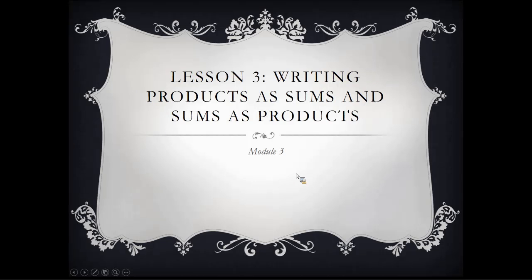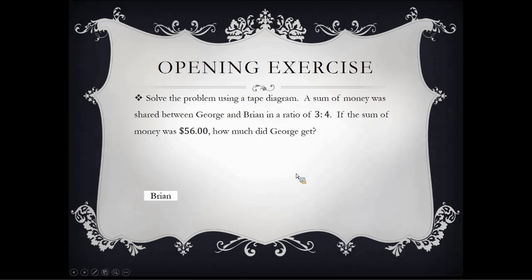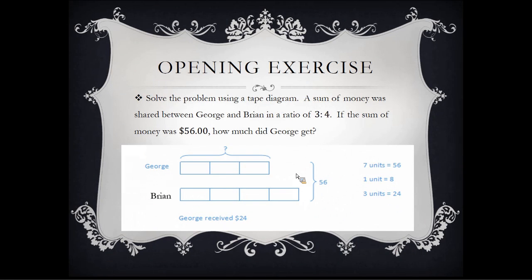Let's begin. So for the opening exercise, we're going to solve the problem using a tape diagram, and we'll discuss what a tape diagram is. The problem states a sum of money was shared between George and Brian in a ratio of 3 to 4. And if the sum of money was $56, how much did George get? So we're wanting to use this tape diagram. And the tape diagram is mainly based off of the ratio. This is what it looks like.